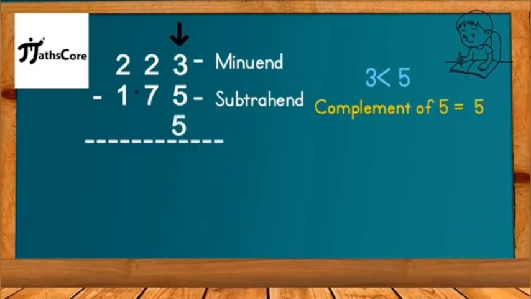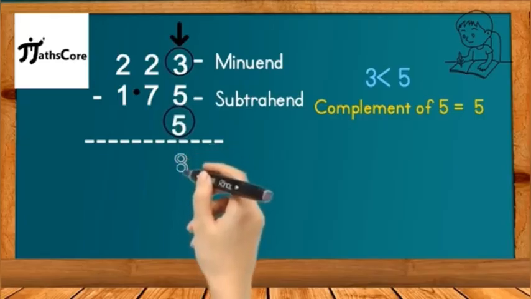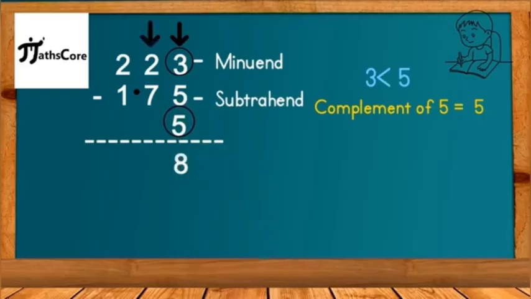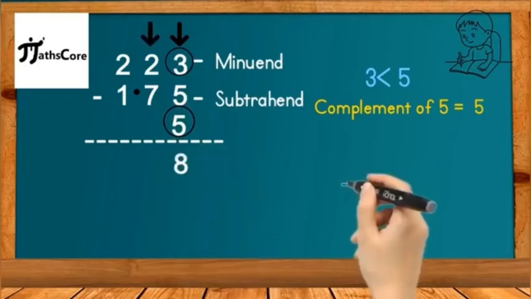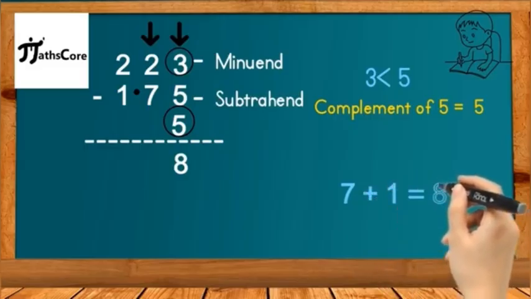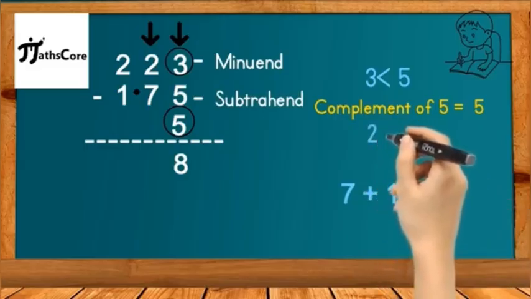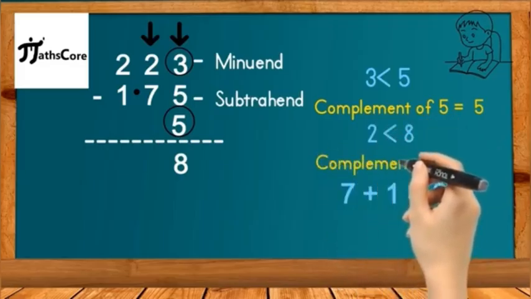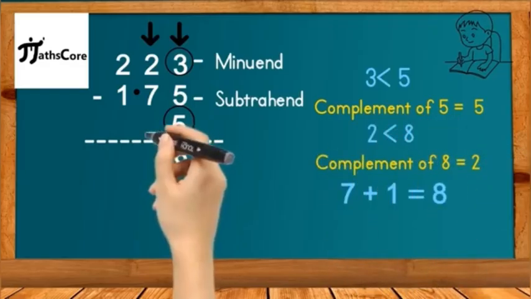In the second step, we need to put a dot before the tens place digit of the subtrahend, 7. Now we need to add complement 5 to the unit place digit of the minuend, which is 3. So 3 plus 5 is 8. Now at the tens place we have dot 7. Dot 7 means what? 7 plus 1, 8. So we cannot subtract 8 from 2 because 2 is less than 8. So again we need to find the complement of 8. The complement of 8 is 2. So write it down below dot 7.